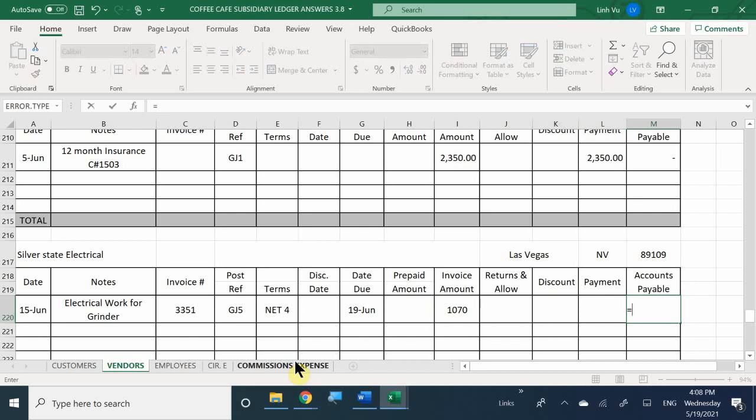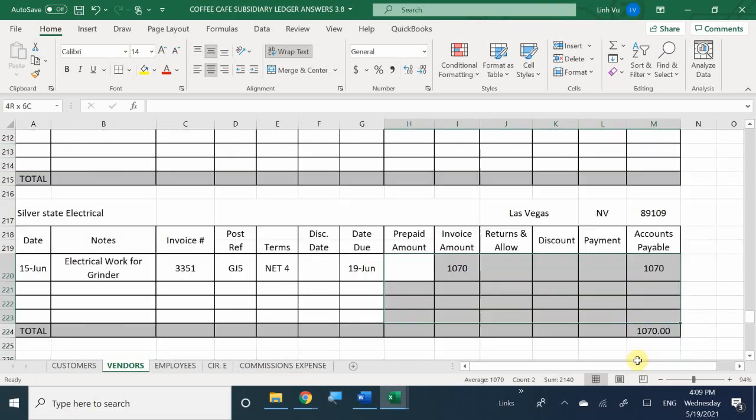We didn't get a discount because we didn't ask for one. They didn't give us one. No, we didn't ask. I mean, we could negotiate, but they're electricians. We haven't got any discounts. We haven't paid anything. Then I apply: the invoice minus the prepaid minus the allowance of return minus the discount minus the payment, and we still owe 1,070. Good.